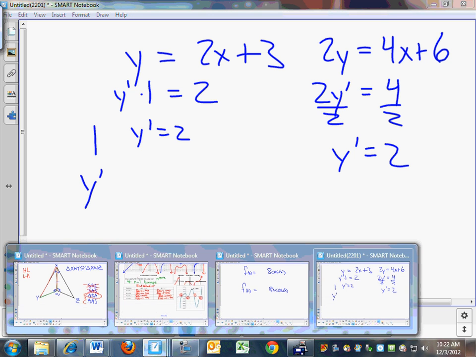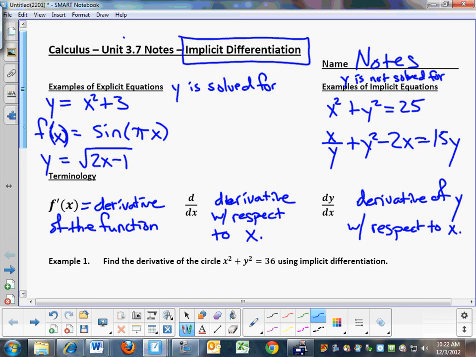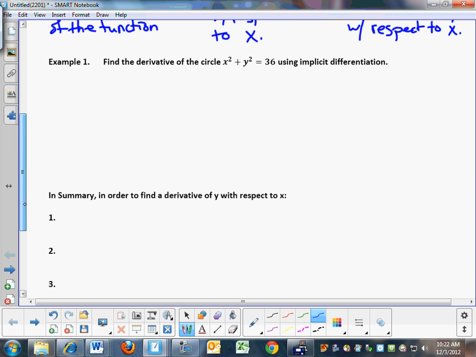So let's do the very basic example given right here. Find the derivative of the circle x squared plus y squared equals 36 using implicit differentiation. Here's what we do. What is the derivative of x squared? 2x. Actually, I'll write it all out, okay?